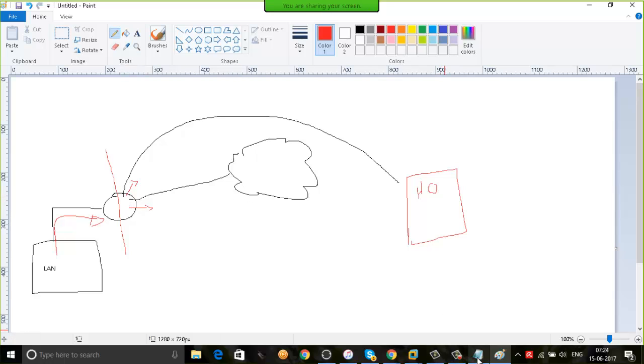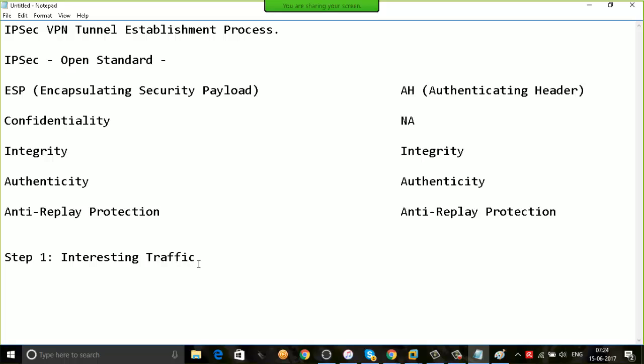Right? So that's what we used to be calling it as what? Interesting traffic. Normally, most of the vendors we used to be calling it as what? Crypto ACLs. In Checkpoint, we used to call this as what? VPN domain. VPN domain is going to be identifying the traffic which needs to be tunneled.